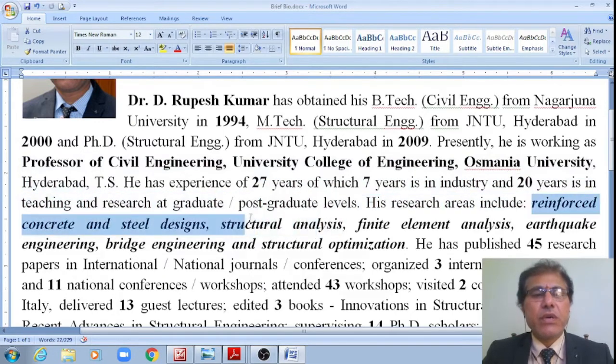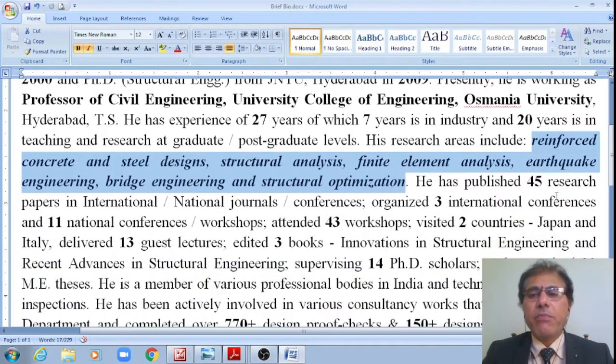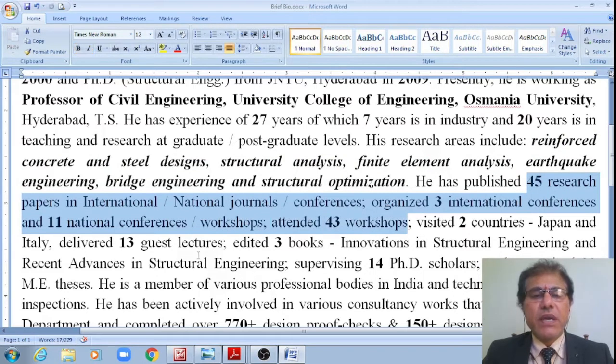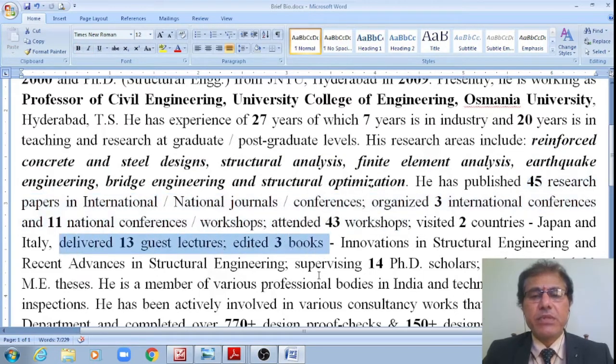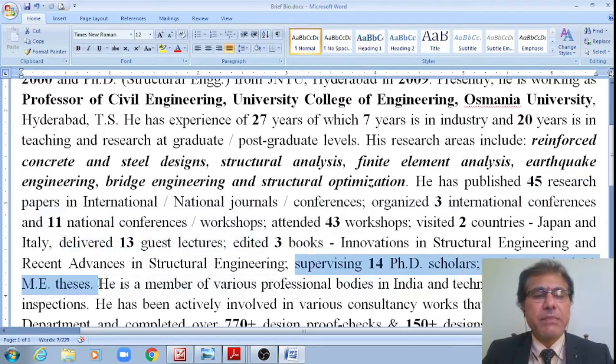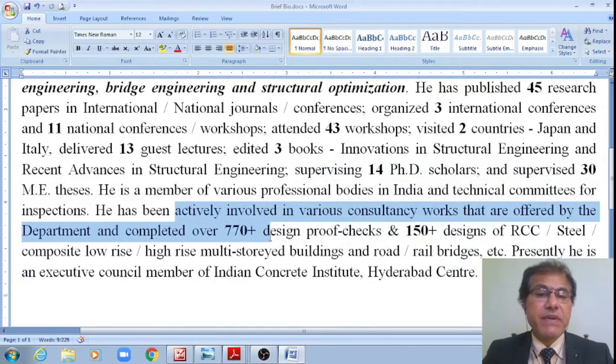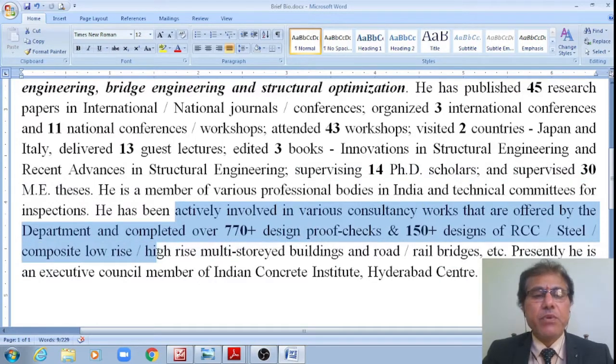My research areas include reinforced cement concrete design, steel structural design, structural analysis, finite element analysis, earthquake engineering, bridge engineering, structural optimization. I published 45 research papers in international as well as national journals and conferences, organized 3 international conferences and 11 national conferences and workshops, attended 43 workshops, visited 2 countries, delivered 13 guest lectures and edited 3 books, supervising 14 PhD scholars and supervised 30 MTech theses. I am actively involved in various consultancy works that are offered by the department and completed over 770 plus design proof checks as well as 150 plus designs of the reinforced concrete, steel, composite, low-rise, high-rise, multi-storey buildings and road as well as rail bridges.